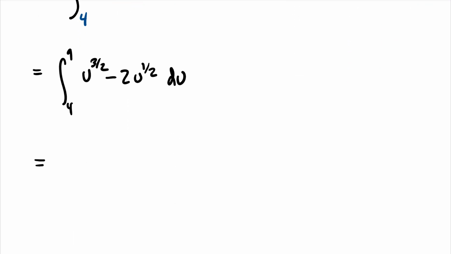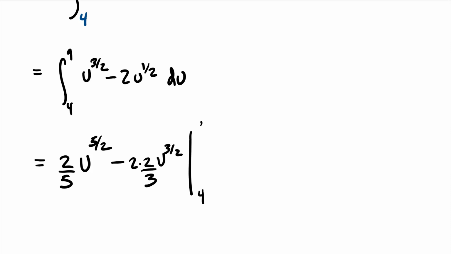So let's go get ourselves an antiderivative. We're going to take the antiderivative of u to the 3/2 power. So we add 1 to our exponent, and then we're going to divide by 5/2. I'm lying. We're going to multiply by its reciprocal. It's the same thing. Now we add 1 to our exponent here. That's going to be u to the 3/2 power. And then we have our 2 times, and then we multiply by its reciprocal. And then we evaluate from 4 to 9.